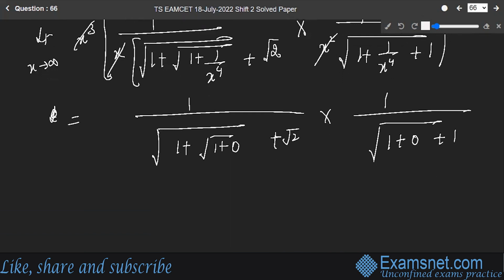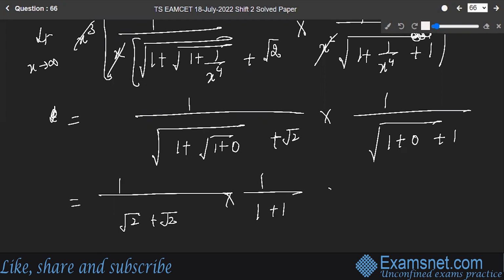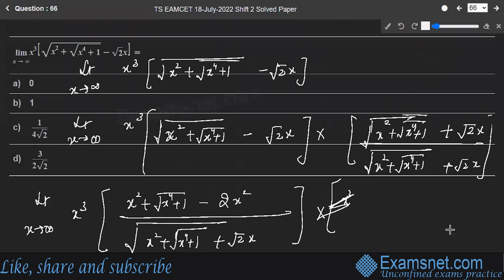So this is actually not in the roots. So 1 upon, this will be root 2 plus root 2 multiplied by 1 plus 1. This is going to give me 1 upon this. So you will have 1 upon 4 root 2. This is the answer to the question, 1 upon 4 root 2. That means we have option C as the answer.